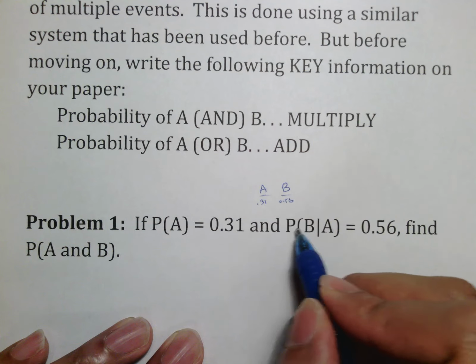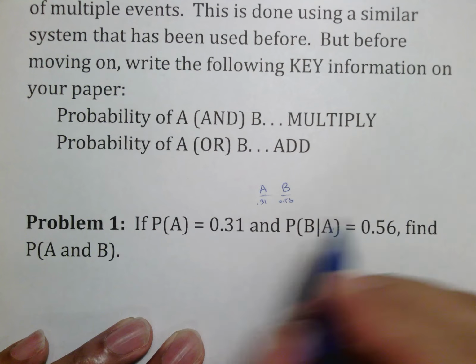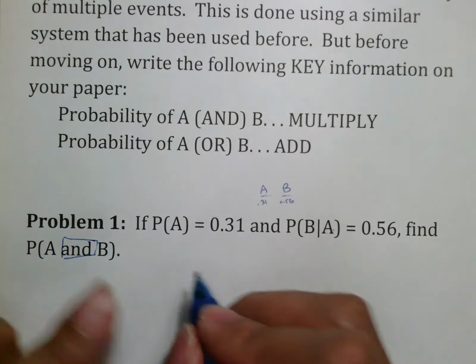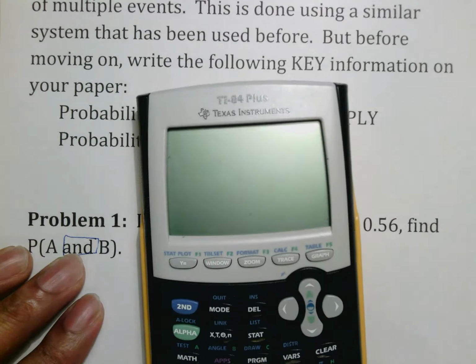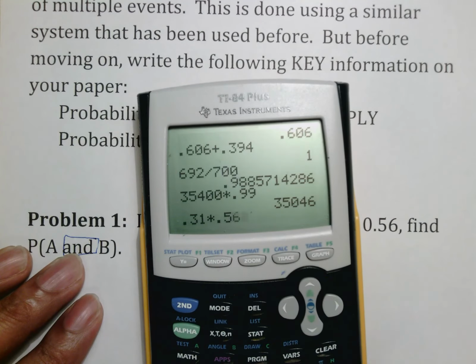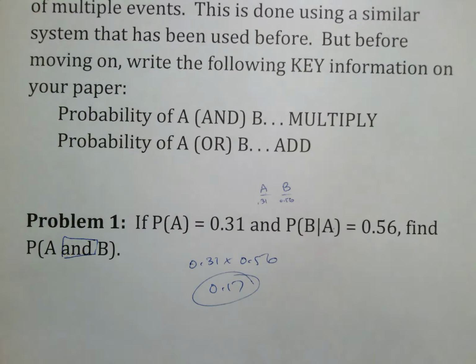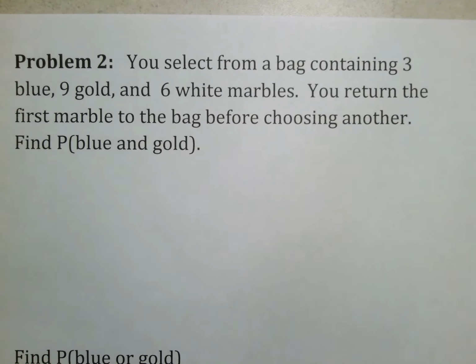So again, probability of B given A means that A already occurred. What is the chance of B occurring? That's 56%. And they want the probability of A and B. This is again wordplay. A and B, we already learned that A and B means multiply. So all you got to do is take 0.31 times 0.56, and you will get your answer, which is 0.17. Again, round to the nearest hundredth, and that is what we have. Alright, should be an easy question as long as you go with your gut. And means multiply, or means add.